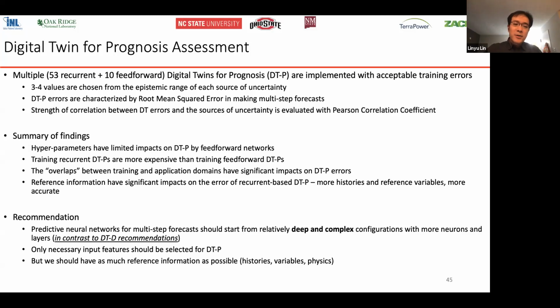So finally, the recommendation for the prognosis digital twins is that we should start from a relatively deep and complex configuration that has more neurons and layers. And this is actually in contrast to the digital twin for diagnosis recommendations, where we suggest shallow and simple networks. And again, we suggest to have only necessary inputs for the prognosis, but we should have as much reference information as possible, including history, variables, and the physics. So this is actually how we rank the importance of different input features and reference information. This will be another topic.